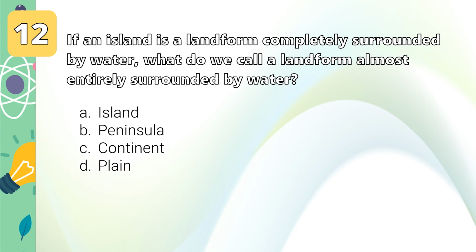Number 12. If an island is a landform completely surrounded by water, what do we call a landform almost entirely surrounded by water? A. Island. B. Peninsula. C. Continent. D. Plain.